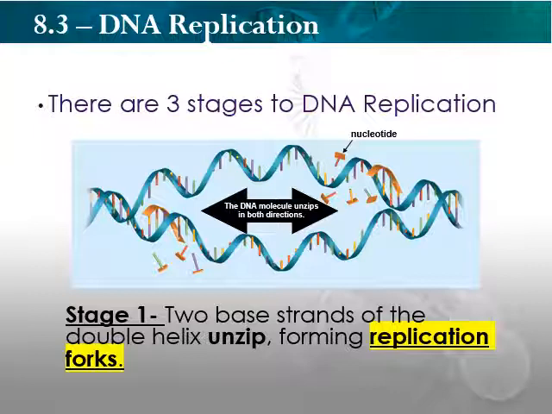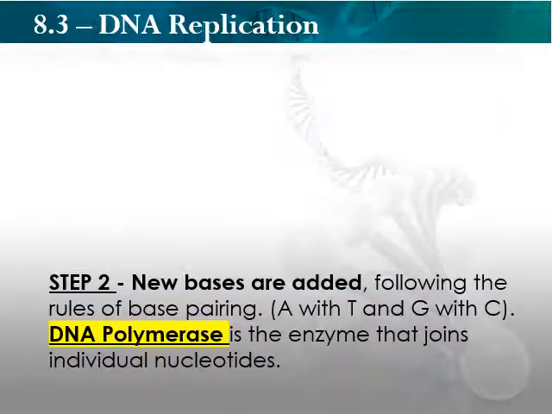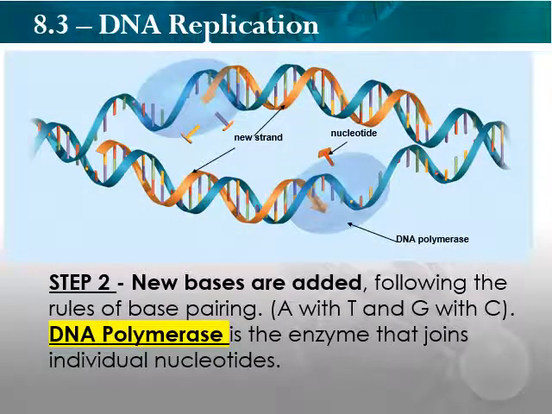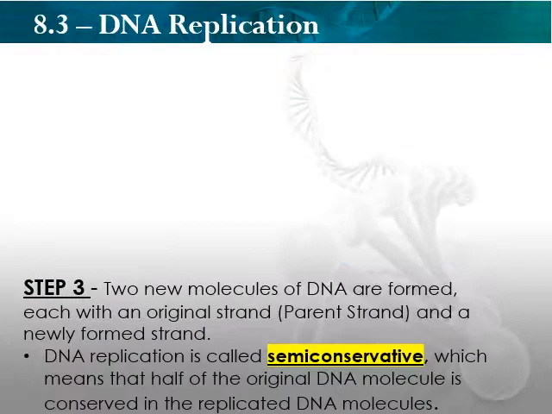When our zipper is connected, it goes all the way up. We have the two sides to it. When we unzip it, we have the two sides that are separate, and when they separate, we have these things called the replication forks. So our DNA unzips, forming replication forks. Now, in step 2, once we have those replication forks, new bases are added following the rules of base pairing: A with T and G with C. A special enzyme comes in and joins those nucleotides. That enzyme is called DNA polymerase. This is the one that brings the A nucleotide or the T or the G or the C.